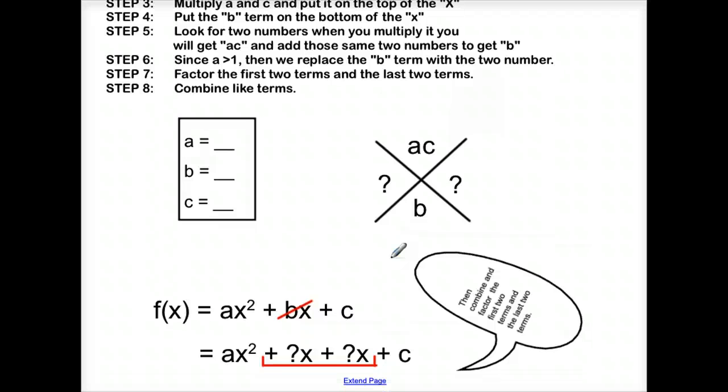Since A, and I'm looking at step 6, since A is bigger than 1, what I need to do is replace my B term with whatever I find on these question marks. Once I do that, I'm going to factor the first pair and the last pair, and then combine like terms. So once I factor this, I have to combine like terms. So let's see how this works.